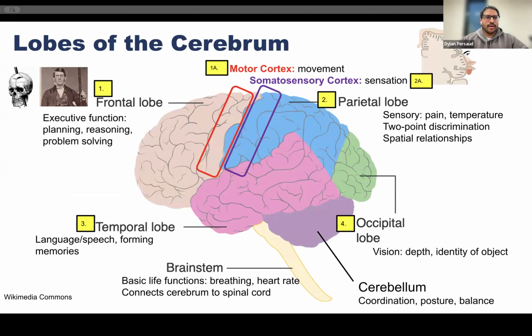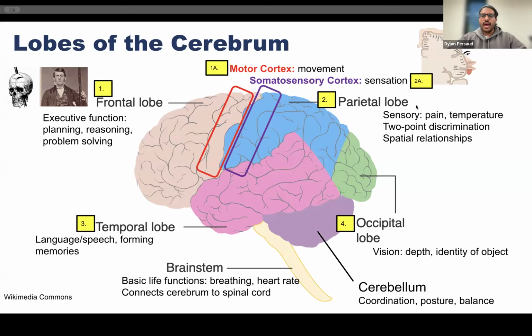And I'm now seeing a picture of Phineas Gage. If any of you are interested, that's a very interesting case report about the functions of the brain and the frontal lobe. And before we get into the stuff that's going on up here, I'm just going to move to the parietal lobe.